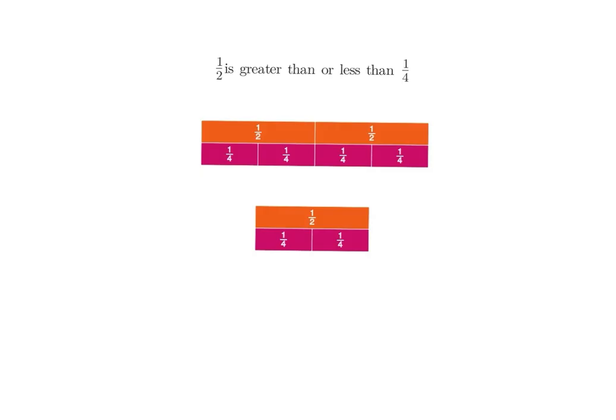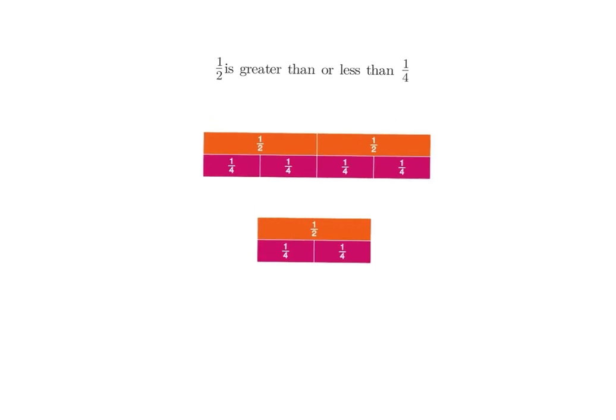Hi! Our first problem is: is 1/2 greater than or less than 1/4? Our definition of a fraction is A over B means A equal parts, each size 1 over B of the whole. The whole is made up of B identical parts. So for 1/2, the first half is going to be 1, and our second half is going to be 2, because it's broken up into 2 equal parts.